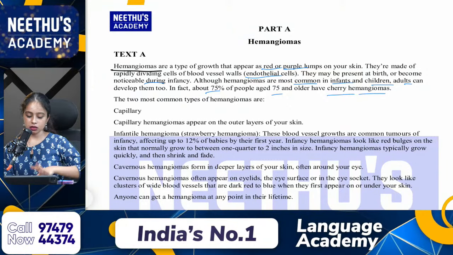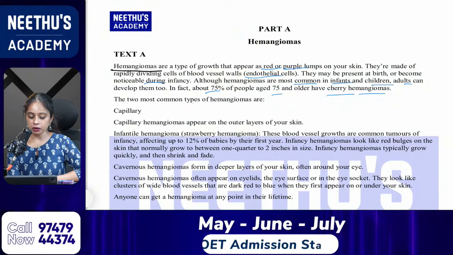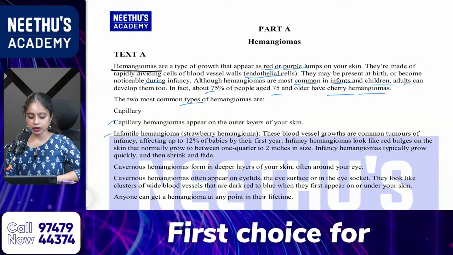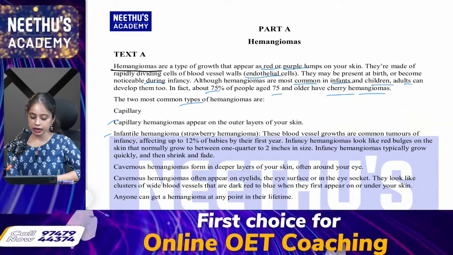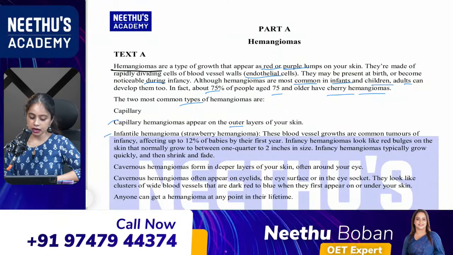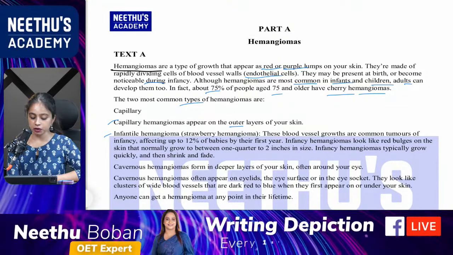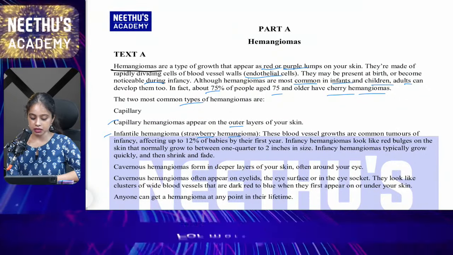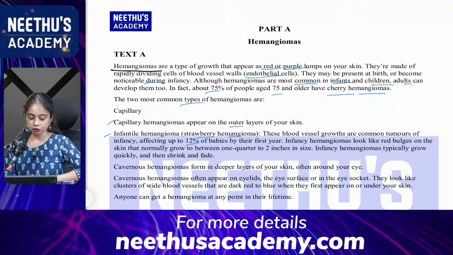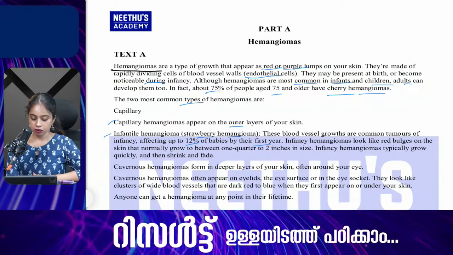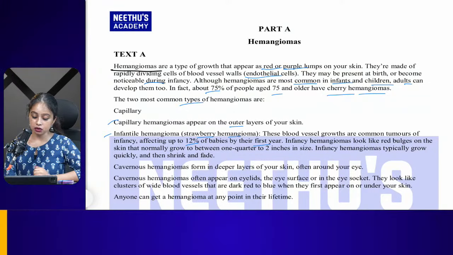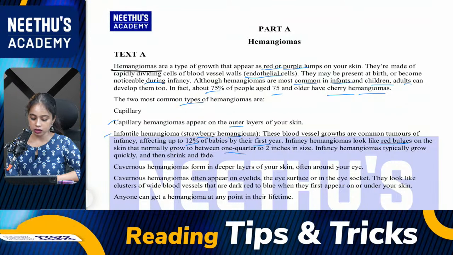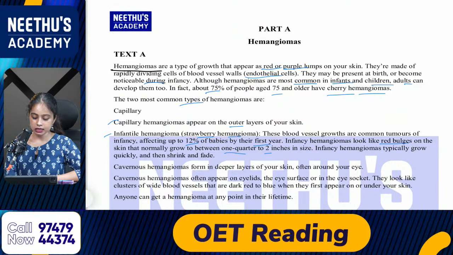So, name of another thing, the types. The two most common types of hemangiomas are capillary, then infantile. Capillary hemangiomas appear on the outer layers of your skin. Infantile hemangioma, or you can say strawberry hemangioma, these blood vessel growths are common tumors of infancy affecting up to 12% of babies by their first year. Infantile hemangiomas look like red bulges on the skin that normally grow to between 1/4 to 2 inches in size.